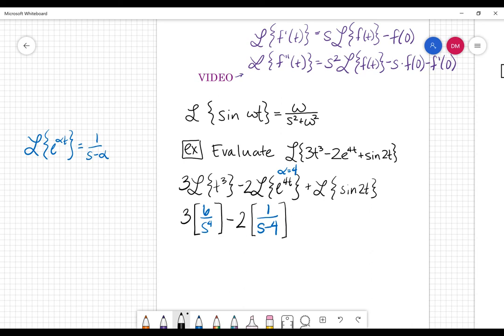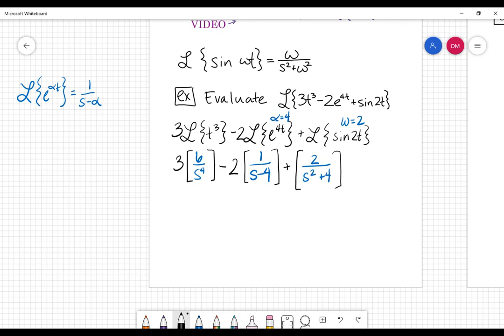And then for the last one here, following the transform up here, omega is equal to 2. So when we perform this Laplace transform, we get 2, which is omega, over s squared plus omega squared, which is 4. And then we would just do any simplifying from here.